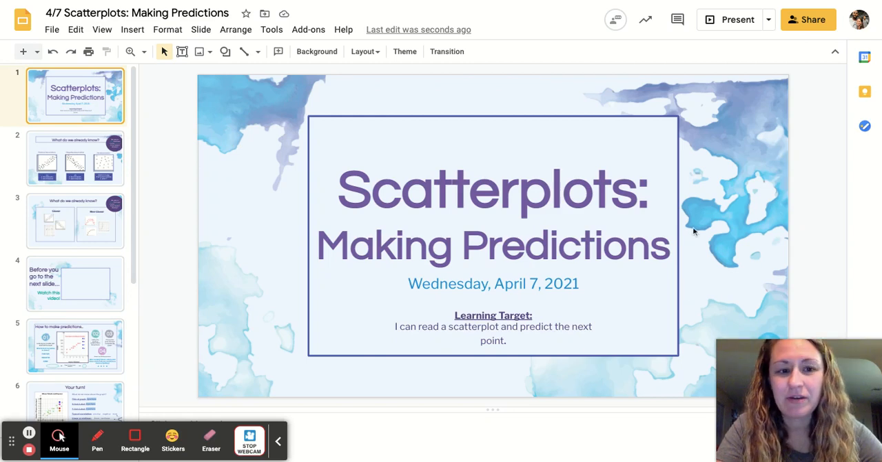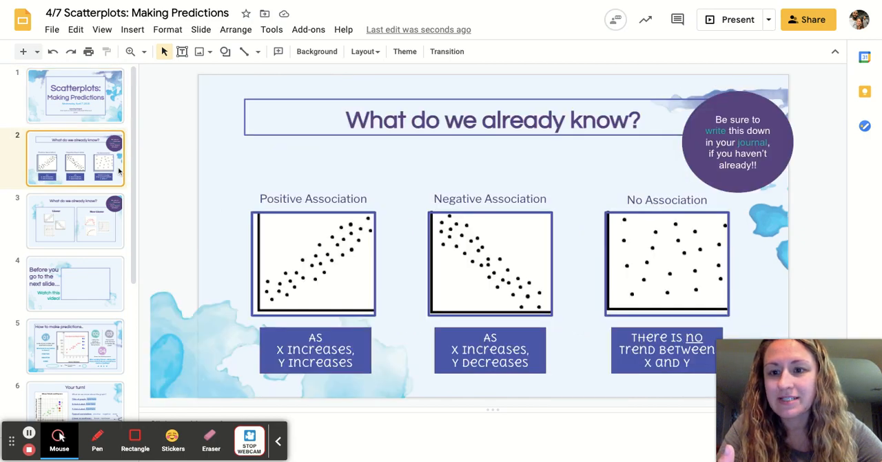Guys, so today we're going to keep going on with our scatterplots, and we're going to be talking about how we're using our graph or our scatterplot in order to make predictions when we are reading it, okay? So to start off our presentation today, it's just going to start off with what we've done the last 2 days. What do we already know?